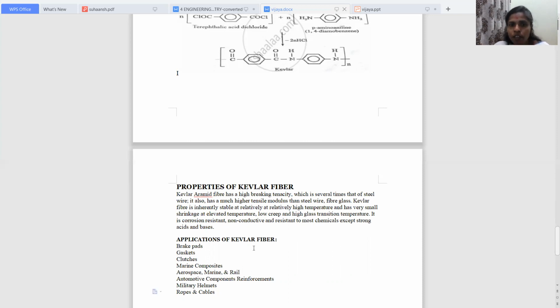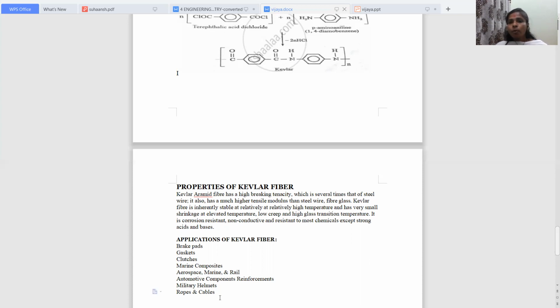And applications of Kevlar. Kevlar is especially used in brake pads, gaskets, engine gaskets, and in the clutches of bikes, marine composites, aerospace, marine and rail components, automotive components, military helmets, ropes, and cables. Not only in military helmets, even general helmets are there. In those helmets also we are using Kevlar.